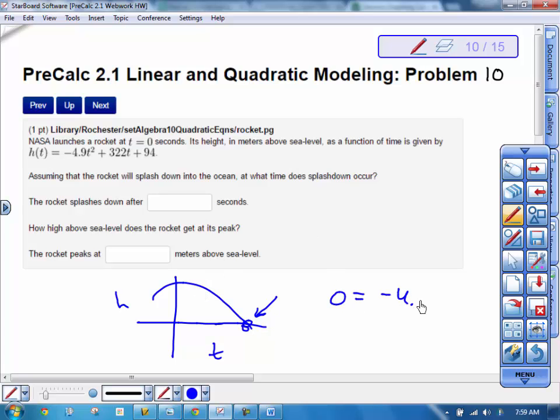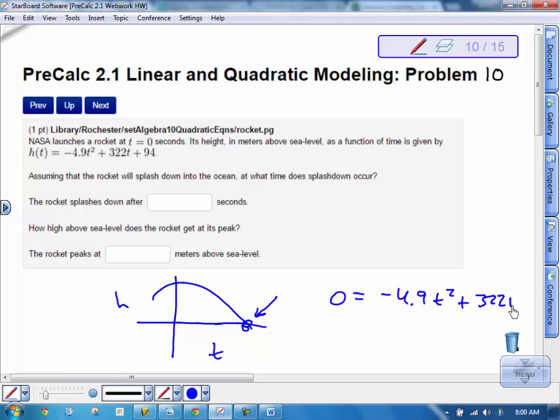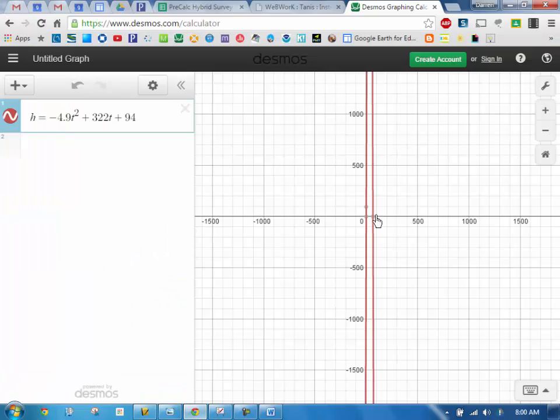Plug in 0 for h, we get negative 4.9 t squared plus 322t, you get the idea, plus 94. And you solve for t using the quadratic formula or whatever method you want. I'm going to get that from decimals because I'm in a hurry here. Then find the maximum height, which is the y value of the vertex. I'll get that from decimals too, but keep in mind the x coordinate for the vertex is always negative b over 2a in your formula sheet. Once you find that t for the maximum height, plug that back into the function, and that will give you the maximum height. So I'm just going to get those with decimals real quick.